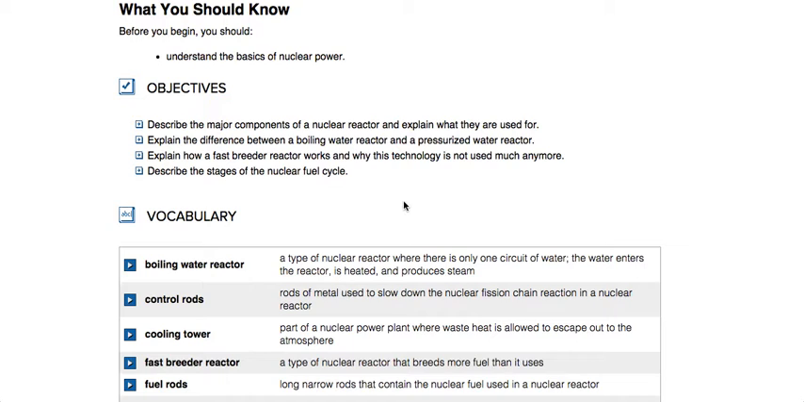There are four main objectives that this project seeks for you to accomplish: being able to describe the components of a nuclear reactor and explain what they're used for, being able to explain the difference between a BWR and a PWR, explaining how fast breeder reactors work and why the technology isn't really used that much anymore, and then obviously describing the stages of the nuclear fuel cycle.